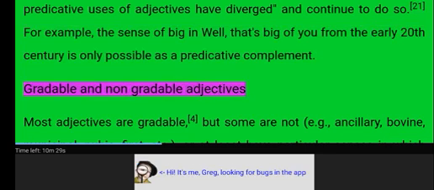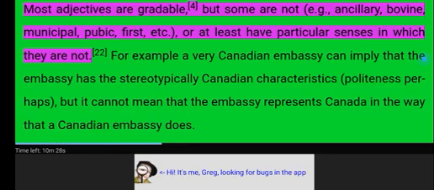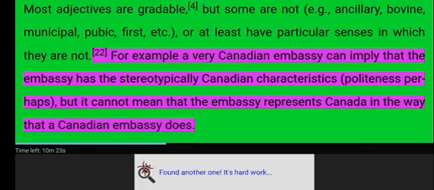Gradable and non-gradable adjectives. Most adjectives are gradable, but some are not, e.g., ancillary, bovine, municipal, pubic, first, etc., or at least have particular senses in which they are not. 22. For example, a very Canadian embassy can imply that the embassy has stereotypically Canadian characteristics, politeness perhaps, but it cannot mean that the embassy represents Canada in the way that a Canadian embassy does.